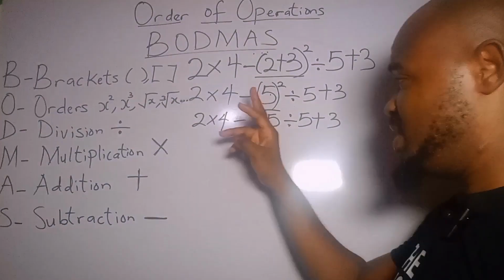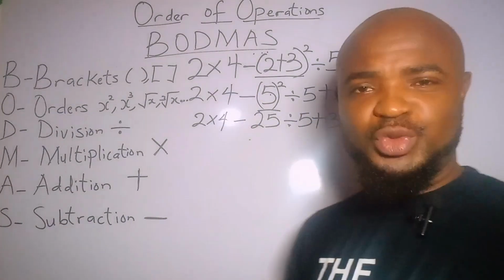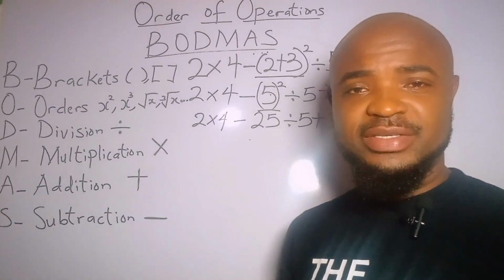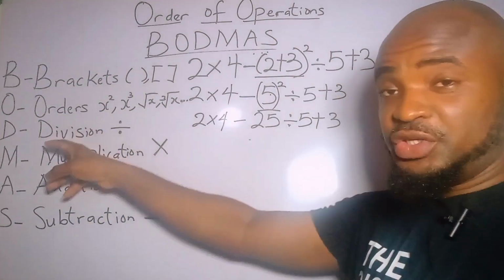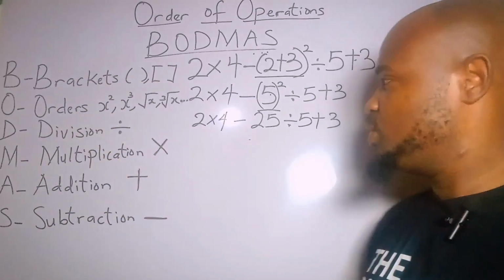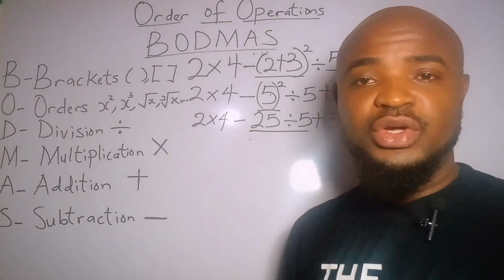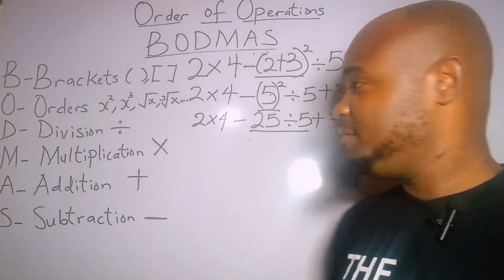Alright, so let's go ahead. We have multiplication, subtraction, division, and addition. Which one do you think will come next? You can guess, right? Good. After that we have division. In our order of operations we have division. So I'm going to be dividing 25 by 5.